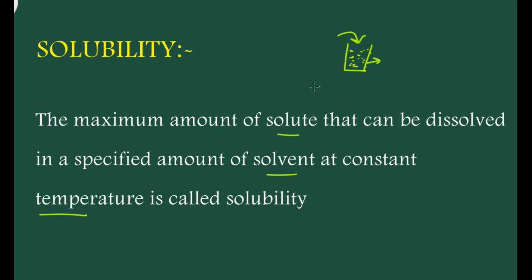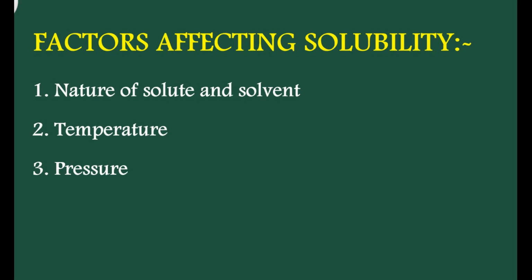So in this definition, the temperature is constant because as temperature changes, solubility changes. So with temperature remaining constant, the maximum amount of solute that can be dissolved in a solvent is called solubility at that temperature. Alright, so this was your definition of solubility. Let's move ahead. Now, what are the factors which affect solubility?